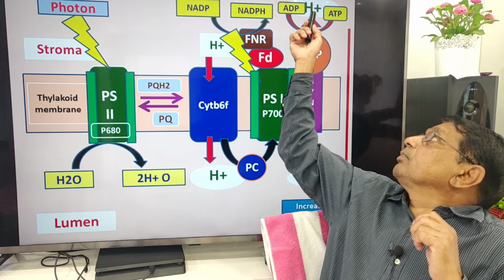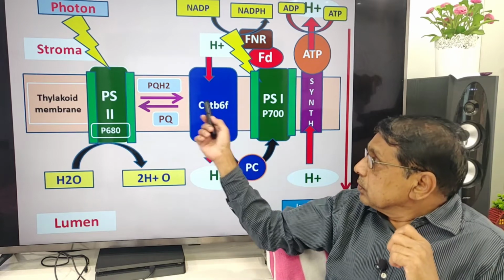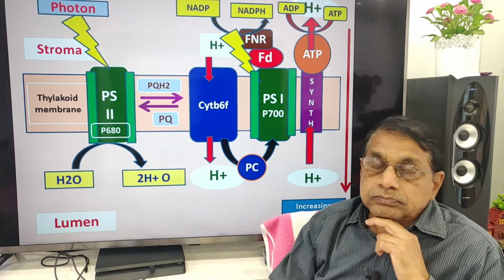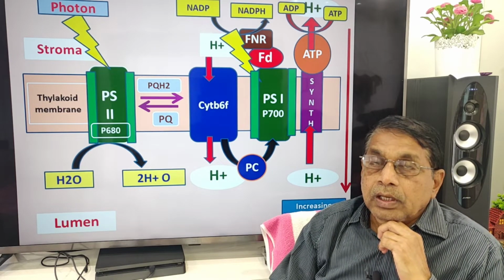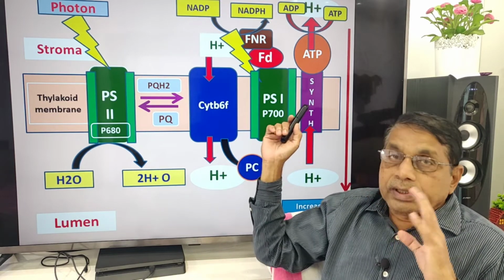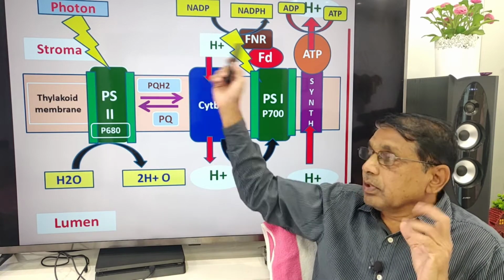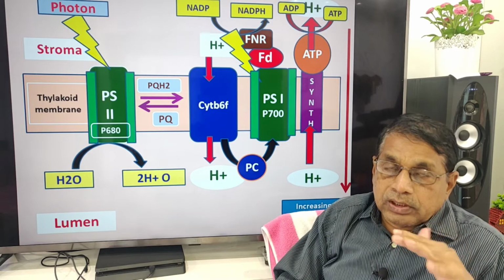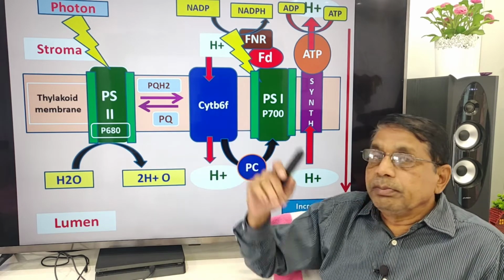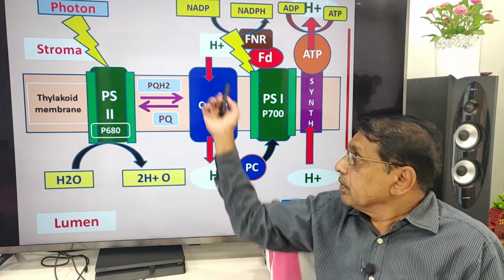You can see the arrow mark here. Protons passing through the ATP synthase. Not through this, not through this, not through this. Only through ATP synthase. And when the protons pass through this, I repeat, more load of protons this side, less load of protons this side. Therefore, there will be a load on the membrane. It becomes energized. But protons cannot pass through this.